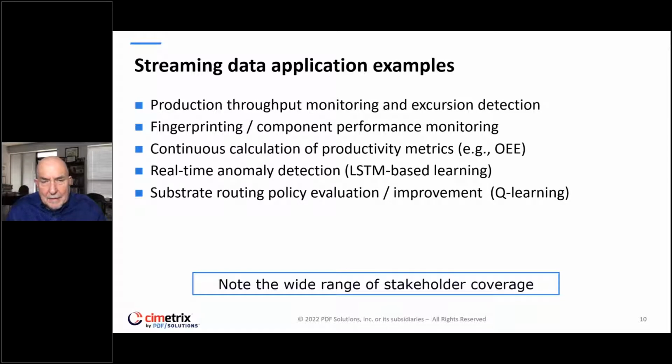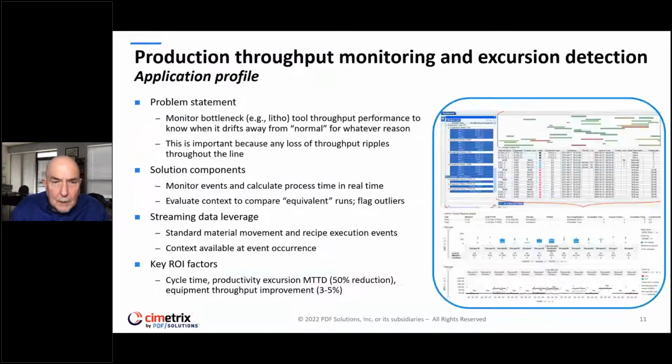Again, the hope is that this discussion will trigger your thought process to look for applications that can leverage these technologies. All right, again, the first one is production throughput monitoring and excursion detection.